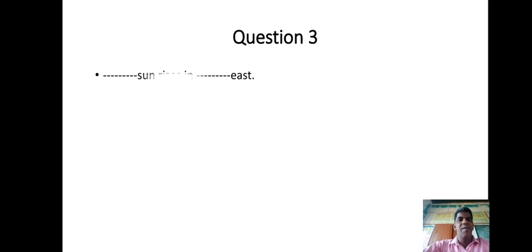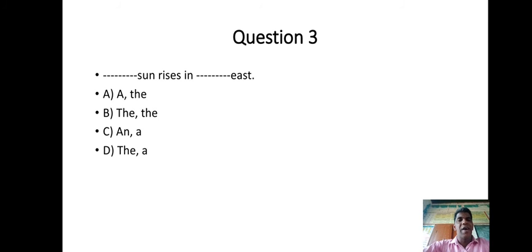Third question, dash dash sun rises in dash dash east. So here it is the sun rises in the east. The reason is the sun is only one thing of its kind in the world, and that is why it is preceded by the article the. And east is a direction, so before the names of directions also the article the is used, and that is why the sun and the east.